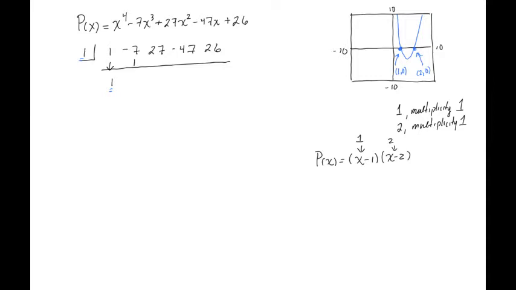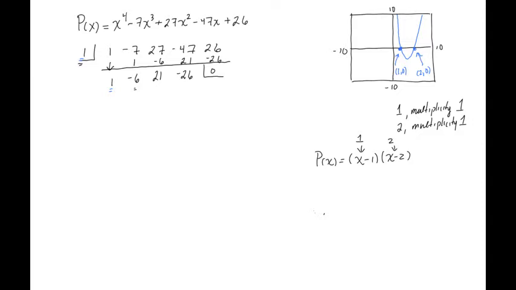Then we add the negative 7 and the 1. Then we do the same thing as we just did previously. We multiply this 1 here by now the negative 6, which is negative 6, and put it under the 27. Add those. Then I do 1 times 21, put that under the negative 47, add those, then 1 times negative 26, which is negative 26, and add those. So that last number is your remainder, which is 0, and we knew that was going to happen.